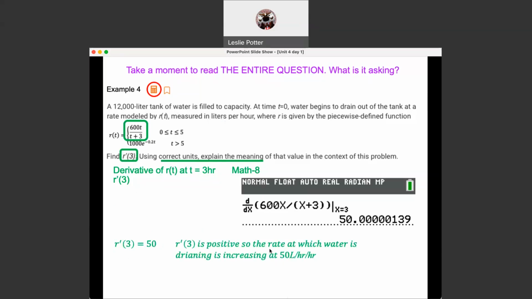So right here, R prime of 3 is positive, so the rate at which water is draining is increasing. In other words, the rate at which the water is draining is going faster and faster and faster. And at 3 hours, that rate of draining is 50 liters per hour per hour. Notice the extra per hour because we differentiated a rate.